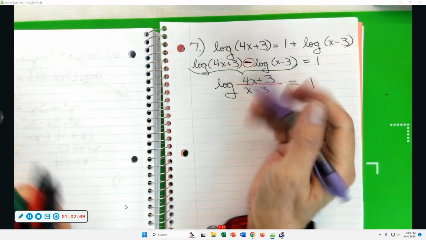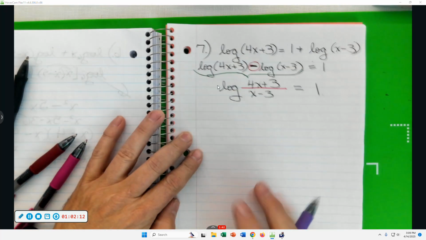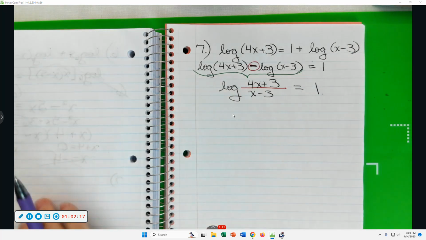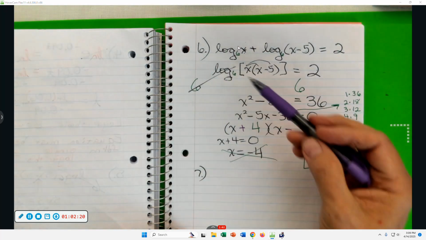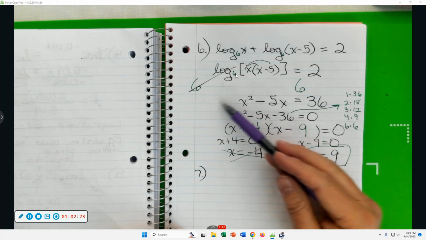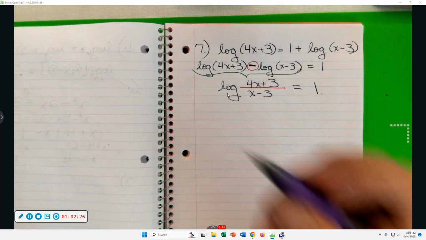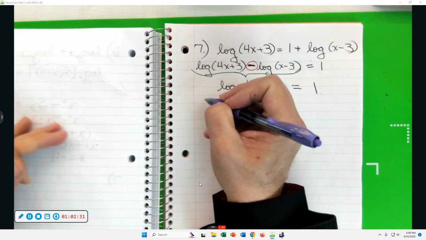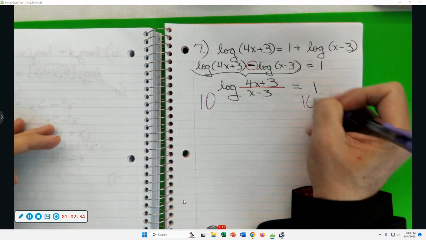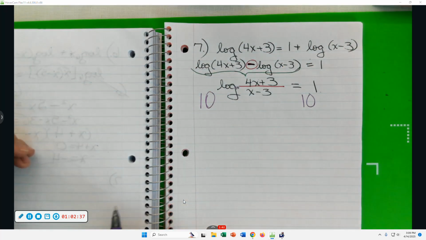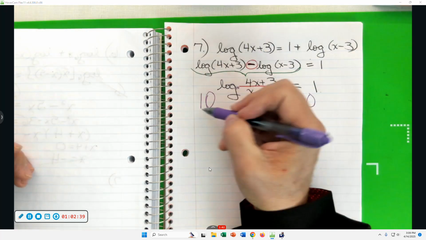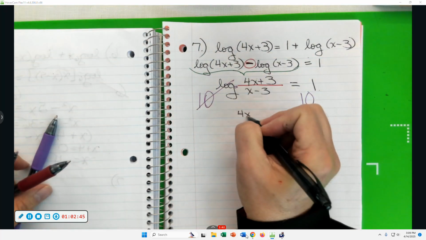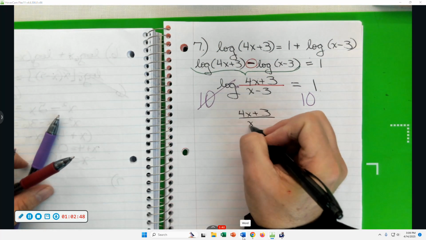What will I write as the big base here to cancel out that log? Normally we would use the subscript that's written there, but there's not a subscript. So, what do we use? What subscript do we assume is there? 10, okay. Assume 10 there. 10 to the common log cancels out, leaving us 4x plus 3 all over x minus 3.